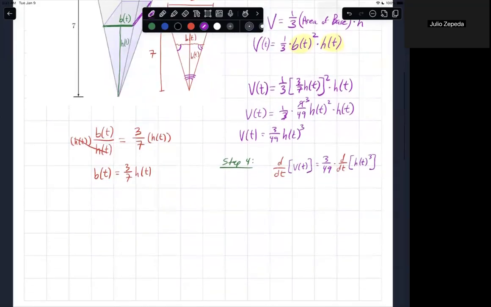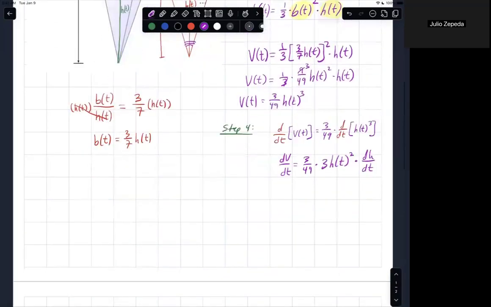So the derivative of the volume with respect to time, that's just going to be called dv dt. 3/49 is just a constant, so we'll leave it there. The derivative of h cubed is 3h squared times dh dt. Right, this is a composition of functions. And so notice that here we still have our variable h, so we're able to solve for dh dt, which is what we said earlier we wanted to find. And so now we're ready to essentially just plug stuff in. Yeah, let's go ahead and do that.